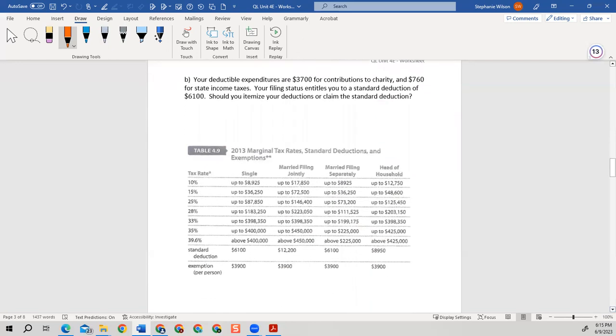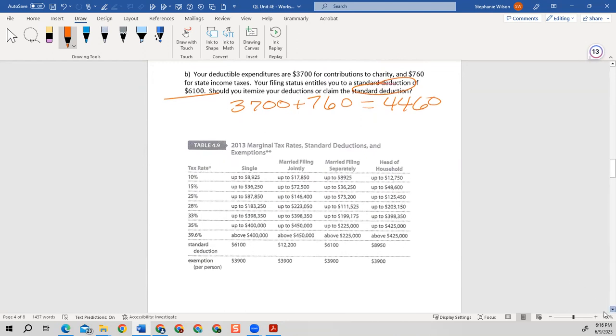Okay. So let's talk about our next example. Our next example says your deductible expenditures are $3,700 for contributions to charity, $760 for state income tax, and then you've got the standard deduction. Which one is the best option again? So we just take that 3,700, add this 760. Does it exceed the 6,100 threshold? And no, it doesn't. So we're going to stick with that standard deduction and use the 6,100. I keep saying just 61.